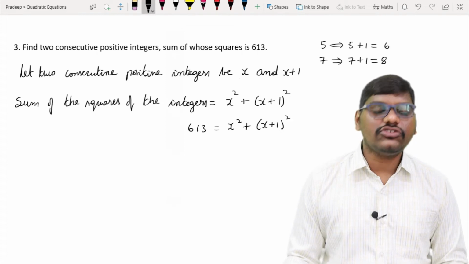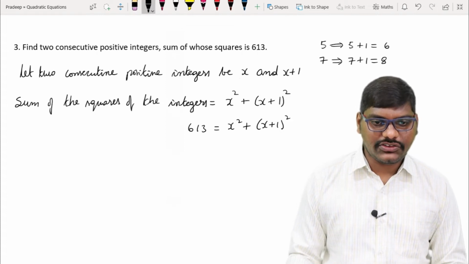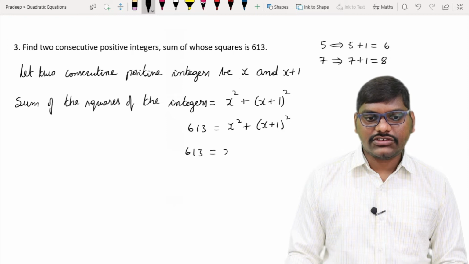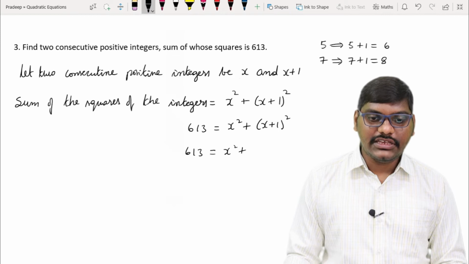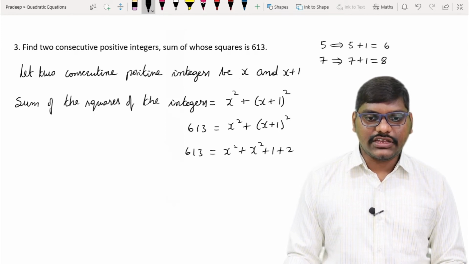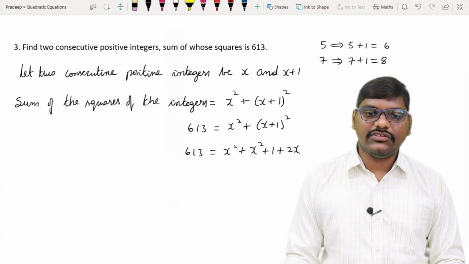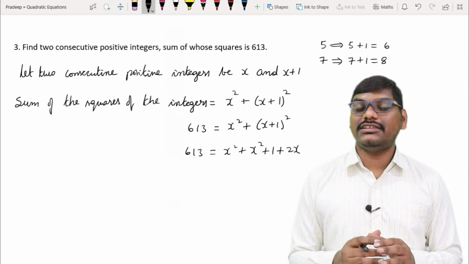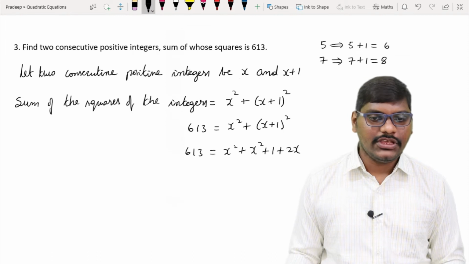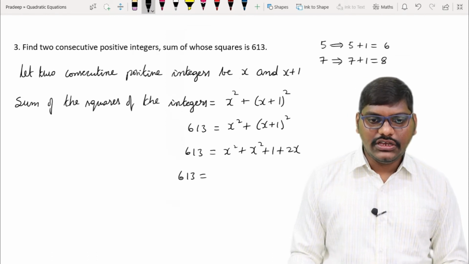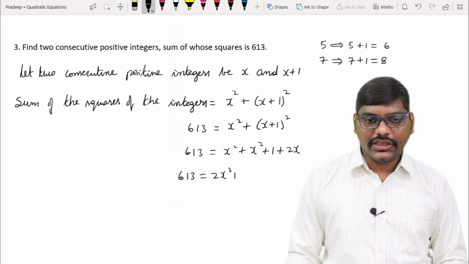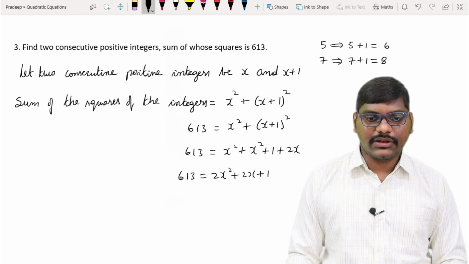So now we have to solve it. Let's try to solve this. 613 equal to x square plus, this is in the form of a plus b whole square. That is, I can write x square plus 1 plus 2x, right? 1 is nothing but 1 square, whether we write 1 square or 1, both are the same. So now this will simplify. 613 equal to x square plus x square is 2x square, plus 2x, and plus 1.